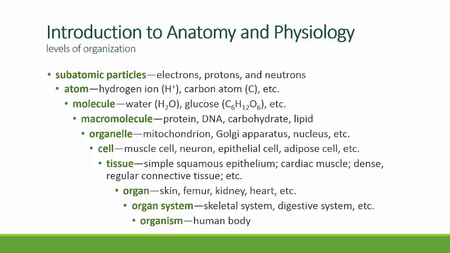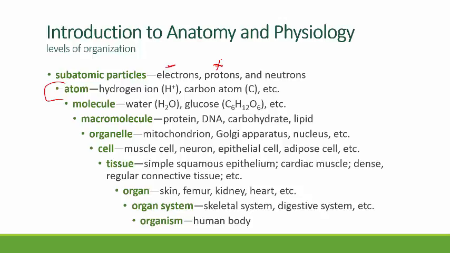So if the atom is the lowest level that we're going to be looking at, well, atoms are composed of 3 types of subatomic particles. There are electrons. These are the components of an atom that have a negative charge. There are protons. These are the components that have a positive charge. And then there are neutrons. Neutrons have no charge at all.